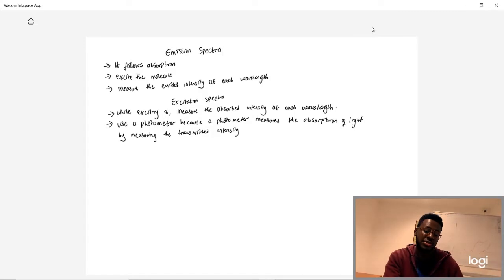And the emission spectra uses which one? Fluorometer. Exactly. So it uses a fluorometer.